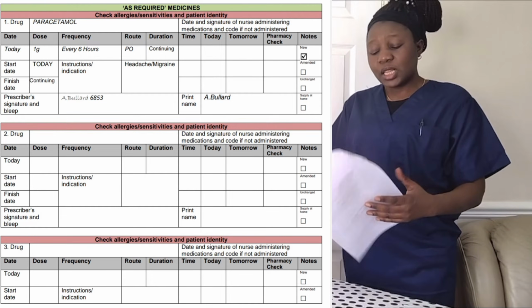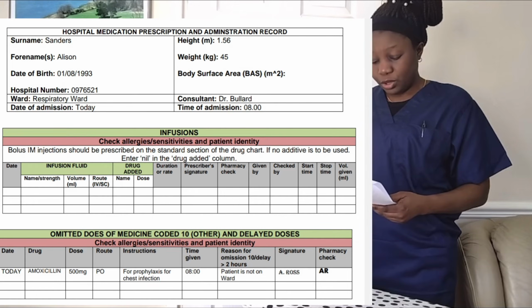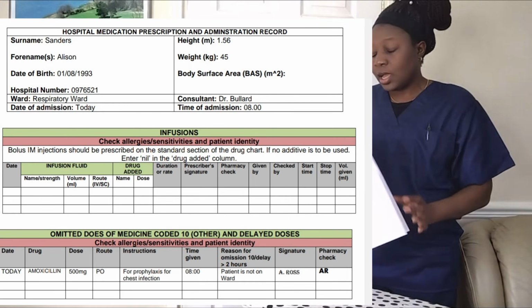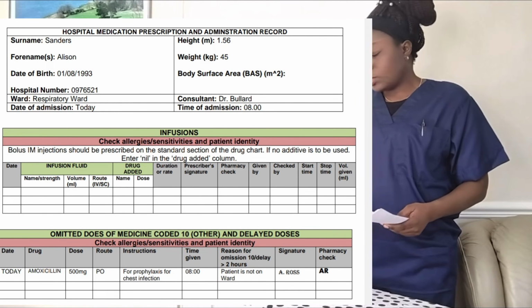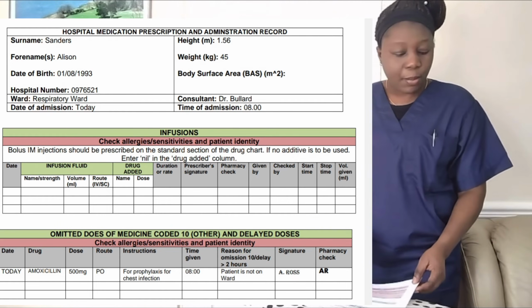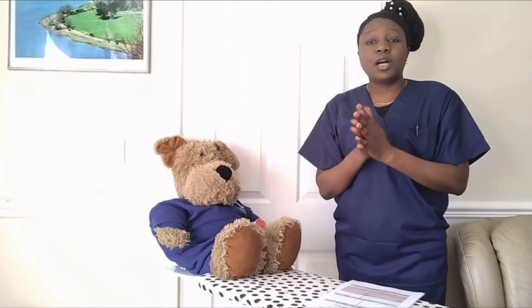All right, moving to the next page, I can still confirm I have the chart for Alison Sanders, date of birth 1/8/1993. On infusion, there is no infusion prescribed. So that is all I have for you, Alison. I'm just going to step aside now to go and get your medication. Just give me a shout if you need anything. So I perform my hand hygiene, following the 7-step technique of WHO for hand hygiene.